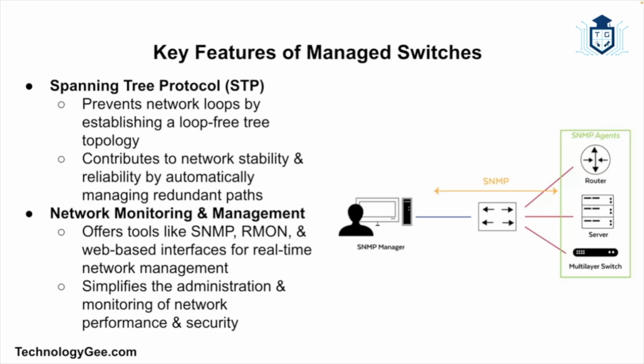You have what is called the spanning tree protocol, and this prevents network loops by creating a tree structure of interconnected switches, ensuring a loop-free topology and enhancing network stability. And then you have network monitoring and management. So managed switches offer various monitoring and management tools such as SNMP or RMON, which stands for remote monitoring, and web-based interfaces to simplify network administration.